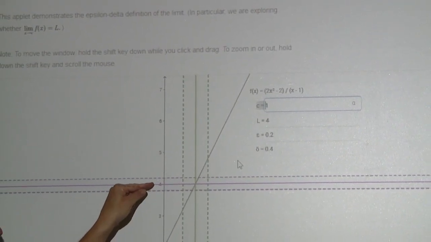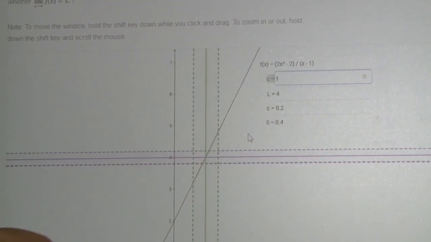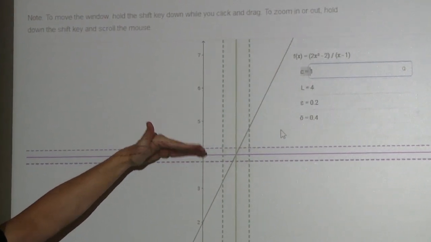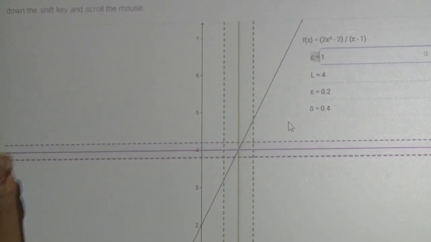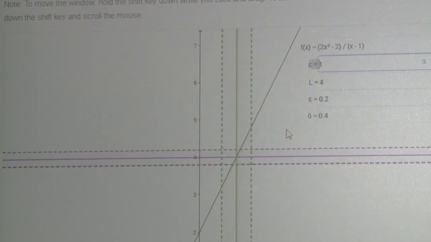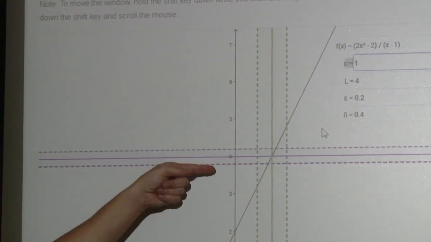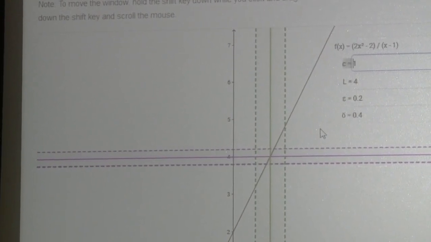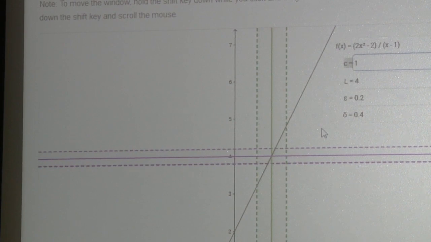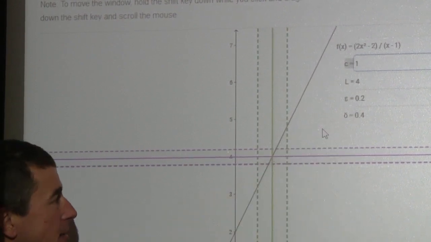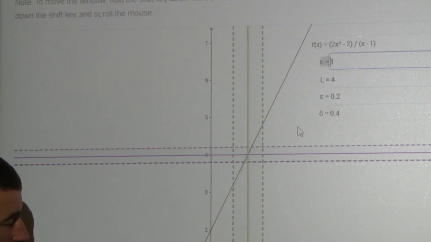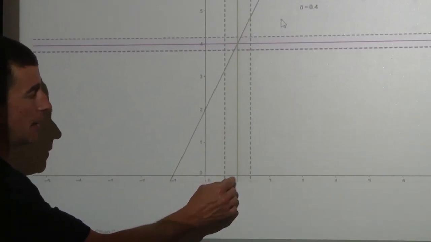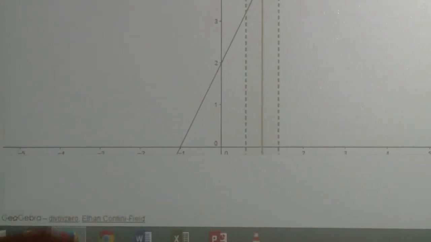So if we think the limit is 4, and the person on the street gives us an epsilon of 0.2, that means he's asking us to stay between what two y values? He's allowing us to go up to 4 point what? 4.2 and down to 3.8, right? So he's saying find a delta that makes the graph stay within 3.8 and 4.2. Now, for the delta that I've got here, 0.4, that means x is starting at 1, going 0.4 back to 0.6, and 0.4 to the right to 1.4.